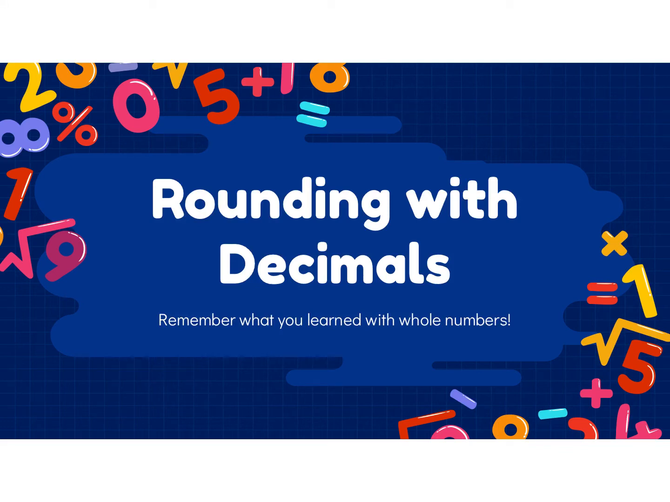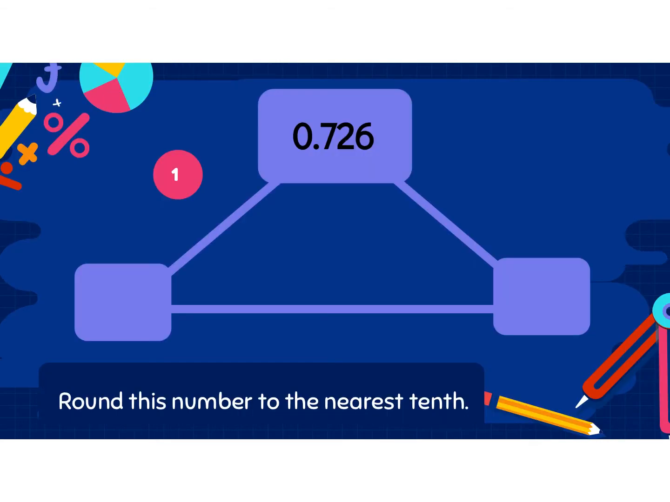Rounding with decimals. When we're rounding with decimals, you need to have a strong foundation of rounding with whole numbers. So try to think back to what you did with whole numbers. Some of the same concepts apply. If we're trying to round this number to the nearest tenth, the first thing you need to do is remember what is a tenth.